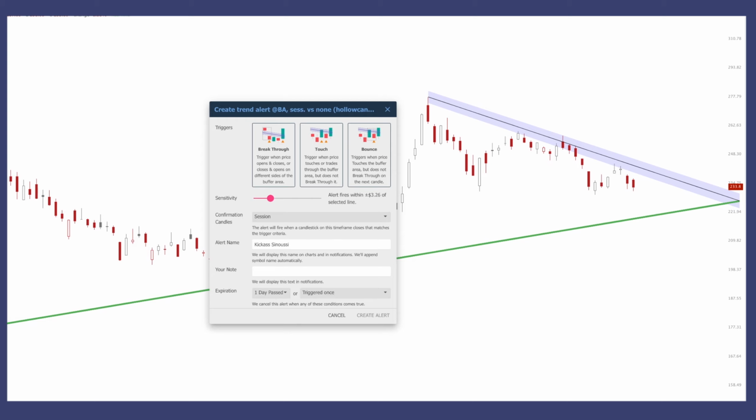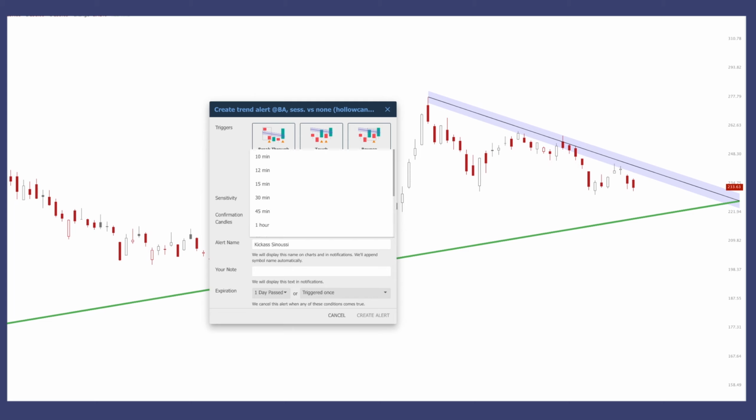So the confirmation candle of the session means that you're not going to get an alert until once the daily or the session candle is done for the day. So you may have a candle that moves up into this purple area and then it pulls back. You won't get the alert until the daily candle, or the session candle as we call it on the platform, is closed. So this is something that you really want to make sure that you have changed, especially if you are someone that wants that intraday alert.